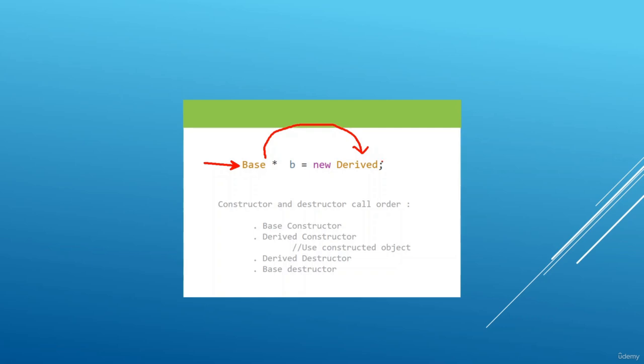So when we do something like this, the base part of this object is going to be built first. So we are going to call the base constructor first. We're going to set up the base part of us. After that, we're going to set up the derived part of us, and we're going to call the derived constructor. And after the derived part of us is set up, we can use our object like we do always. So we're going to use our object to do whatever it is we want to do. When the time comes for this object to be destroyed, we're going to destroy the derived part first, and then we're going to destroy the base part.